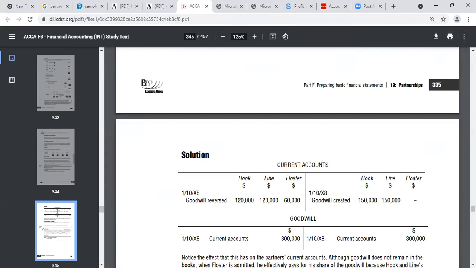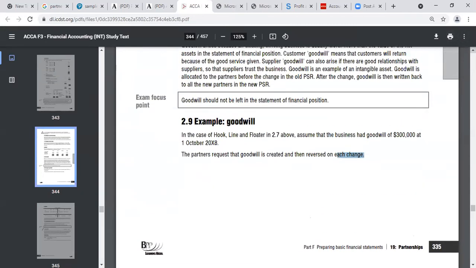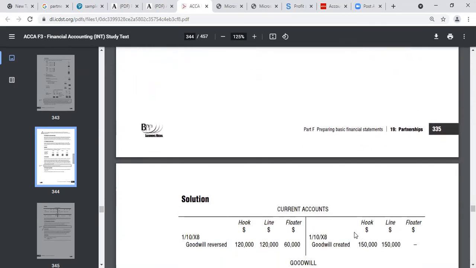Before and after. Remember, before this guy joined, these guys were sharing profits at what? At equal share, 50-50. That would mean that the existing goodwill, just like the profit share, was actually 150-150. So in my current account, the balance that I have is 150 and 150, because these are the existing partners, Hook and Line. So the goodwill that the business had was also in the ratio of 50-50.